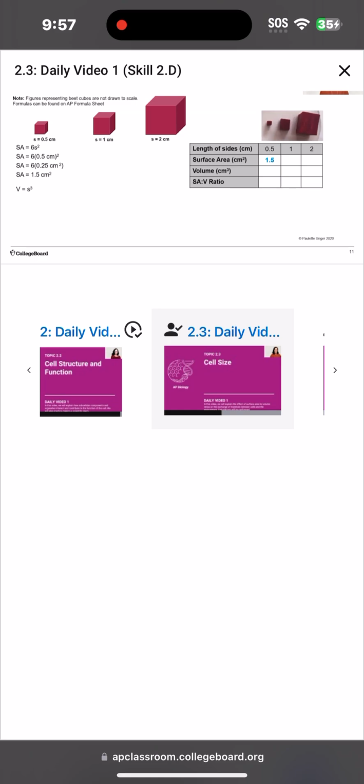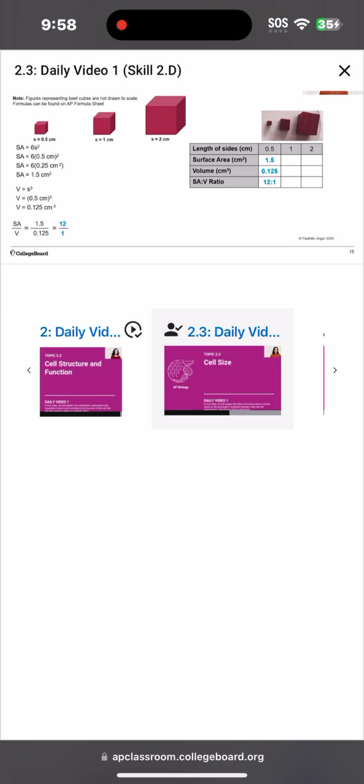The volume of the cube is side cubed, so we have 0.5 times 0.5 times 0.5, which gives us 0.125 centimeters cubed. And now to set up the ratio of surface area to volume, we're going to put 1.5, the surface area, in the numerator, and then we'll put the volume of 0.125 in the denominator, and that gives us a surface area to volume ratio of 12 to 1 for our smallest cube.